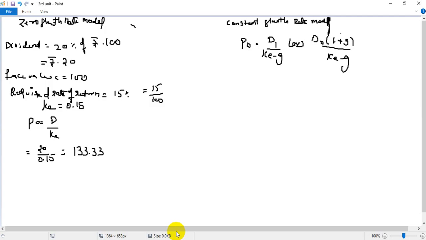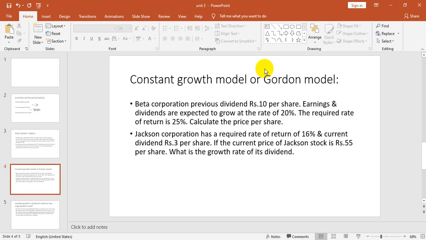These are the two formulas for the constant growth rate model: D1 by Ke minus g. D0 is the dividend for the current period, D1 is the dividend for the next period. K is the required rate of return or the cost of capital. G is the growth rate. Dividend of 10 per share has been given.